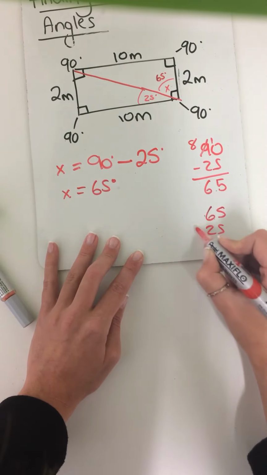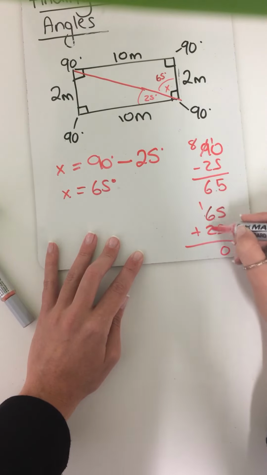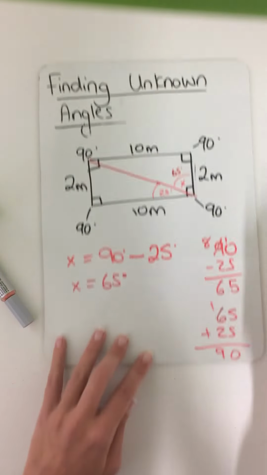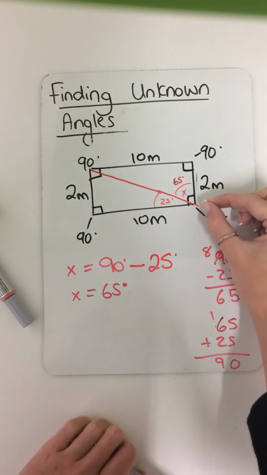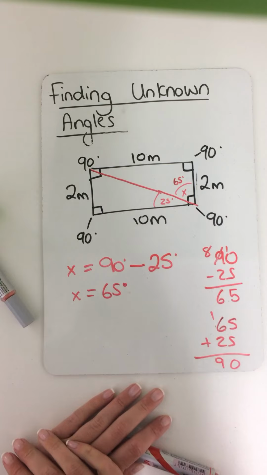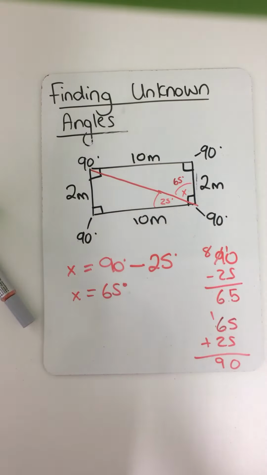Let's check. 65 plus 25. 5 plus 5 is 10, carry the 1. 6 plus 2 is 8, plus 1 is 9, 90 degrees. I know because rectangles always meet at 90-degree corners. So if I have only one, it's very easy for me to find the other one. I just have to take what I have and minus it from 90 degrees.